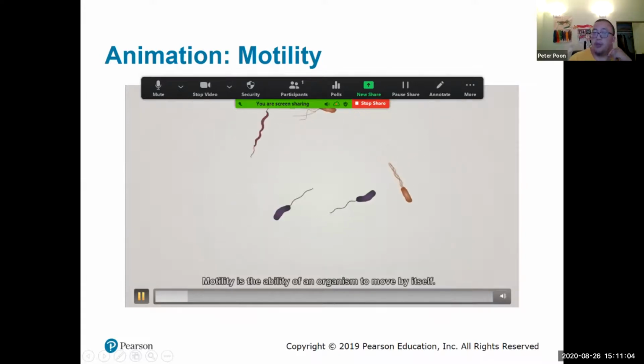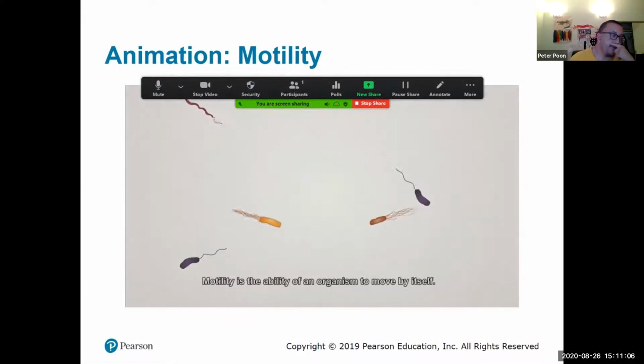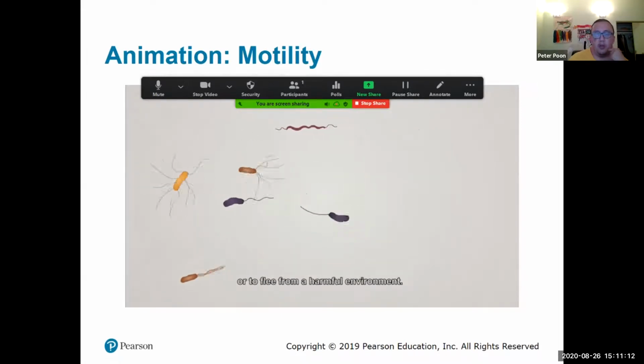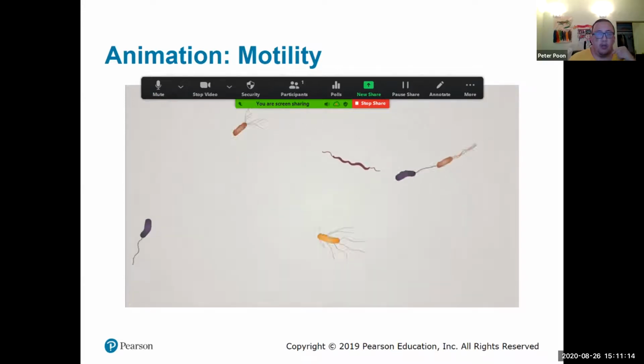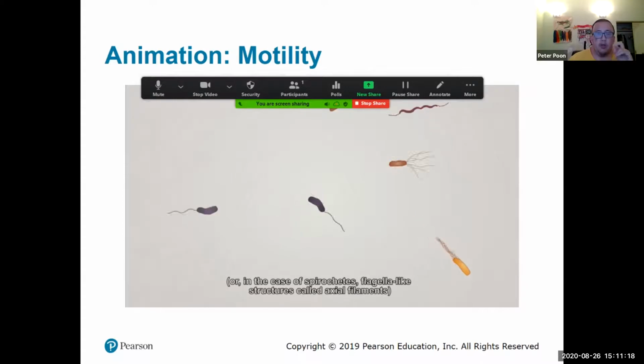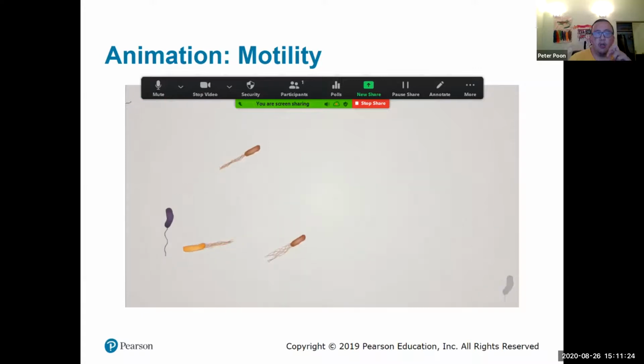Motility is the ability of an organism to move by itself. The motility of a cell may enable it to move toward a desired environment or to flee from a harmful environment. Bacterial cells use structures called flagella, or in the case of spirochetes, flagella-like structures called axial filaments to enable this movement.